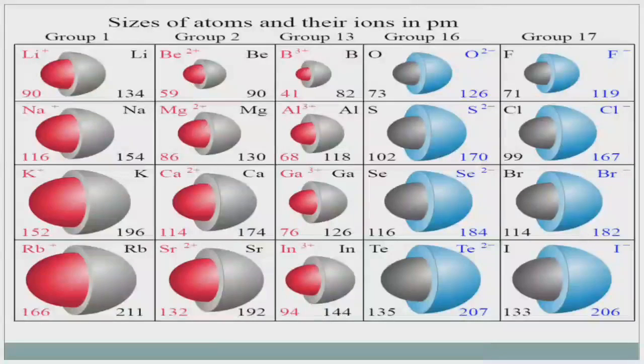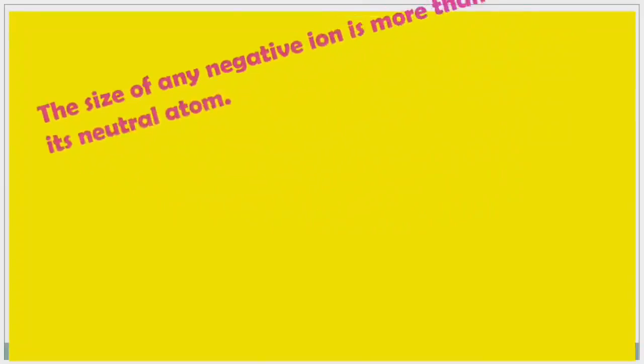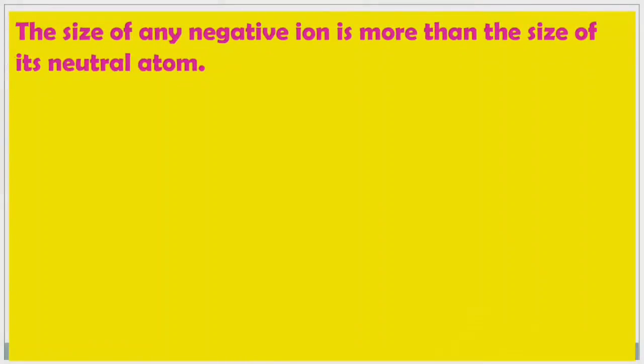So here we can observe that compared to the neutral atom, the size of the positive ions decreases. Compared to the neutral atom, the size of the negative ions increases. Clearly observe this diagram. The size of the positive ion is less than its neutral atom. The size of any negative ion is more than the size of its neutral atom.